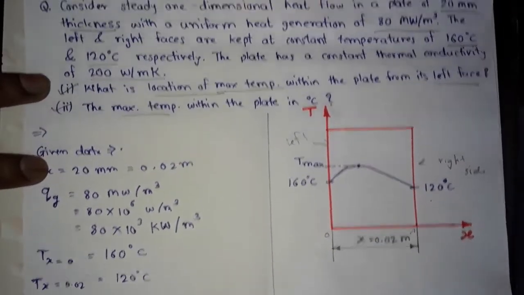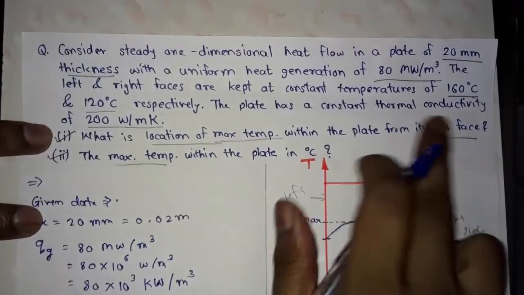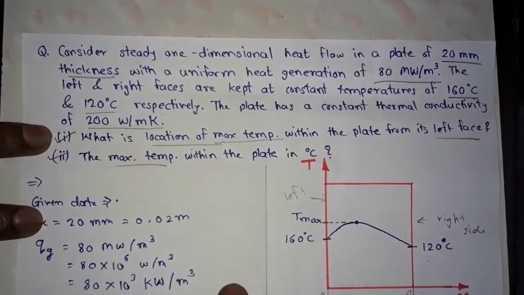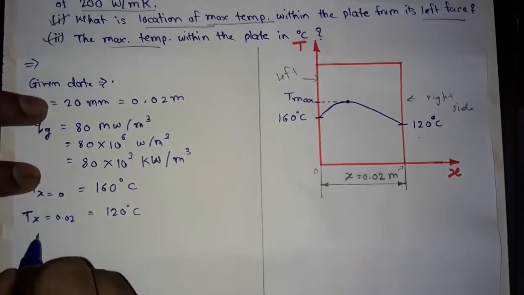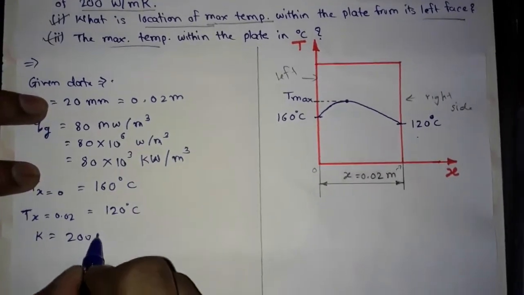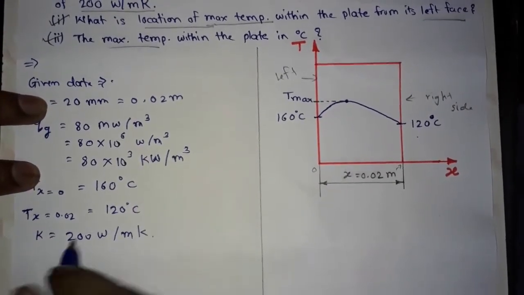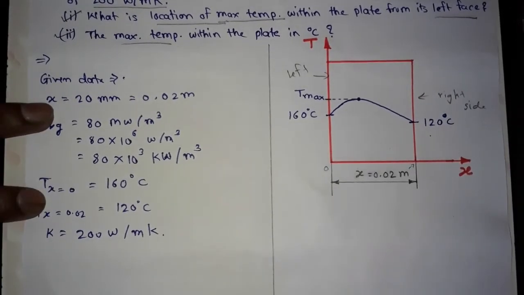Okay, now further we have thermal conductivity 200 watt per meter Kelvin. So here K is equal to 200 watt per meter Kelvin. Okay, now let's solve this equation.